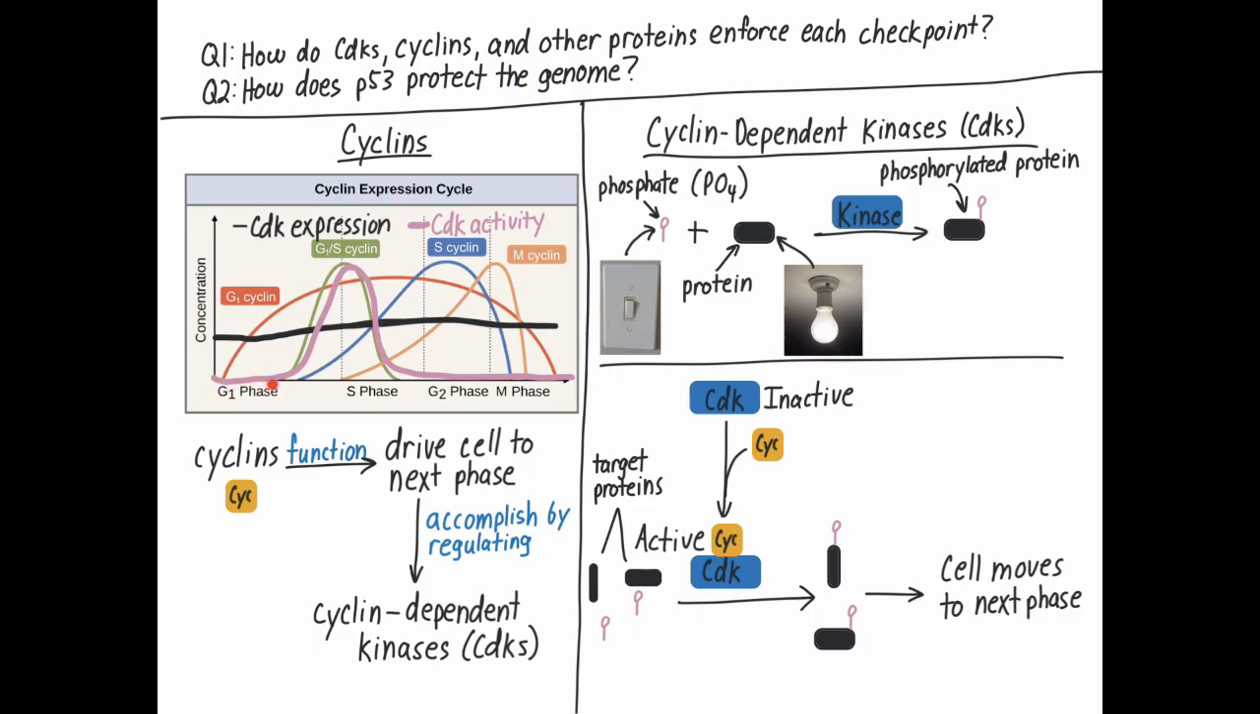When cyclin levels are low, the CDK that it binds to remains inactive, and the cell stays in the phase that it's in. This is why high cyclin concentration is required to move to the next phase. When cyclin concentrations are high, there's enough cyclin around to bind to the CDK, activating it so that it can phosphorylate its target proteins and drive the cell cycle to the next phase.